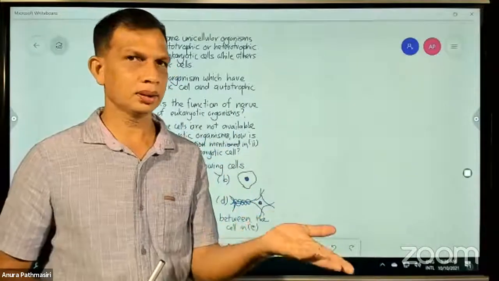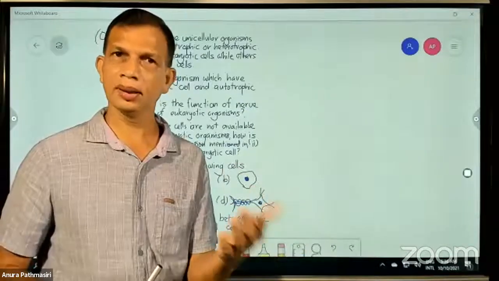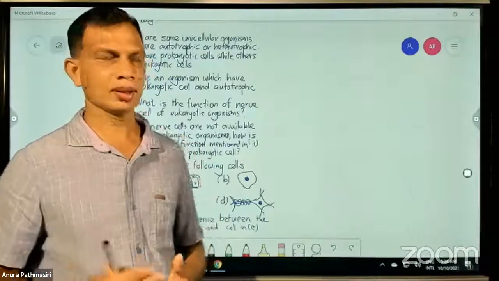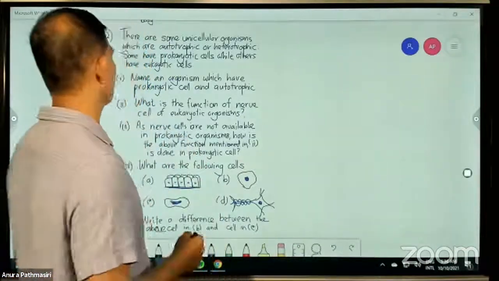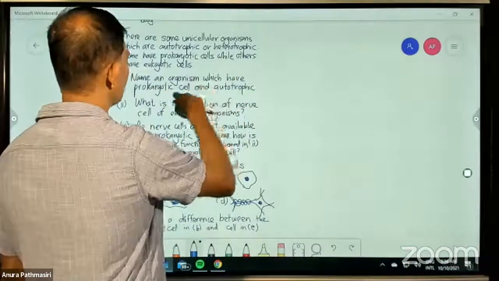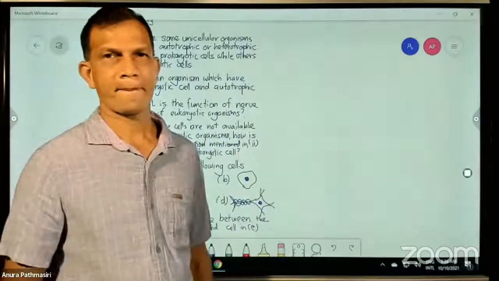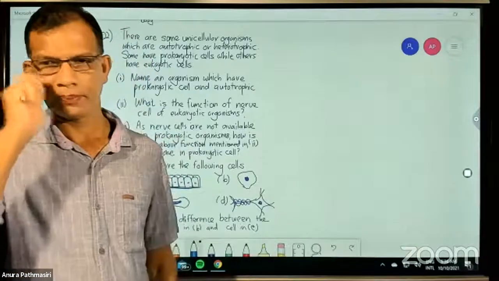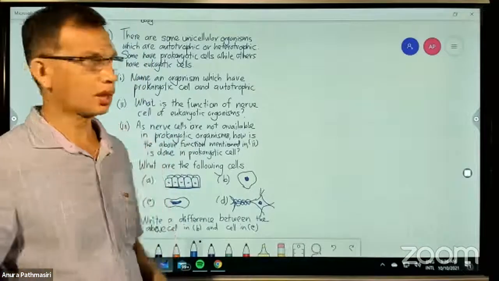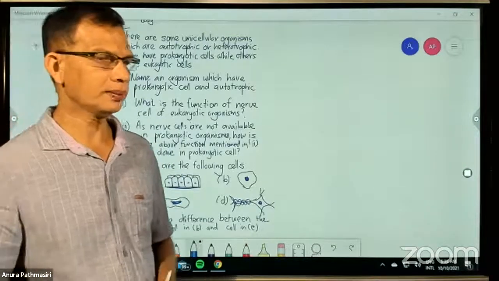bacteria, right? Kingdom, domain bacteria, domain archaebacteria, and domain eukarya. So that's how the classification is done. So name an organism which has a prokaryotic cell and is autotrophic. What is your answer? Cyanobacteria. Cyanobacteria. Can you tell something about cyanobacteria?